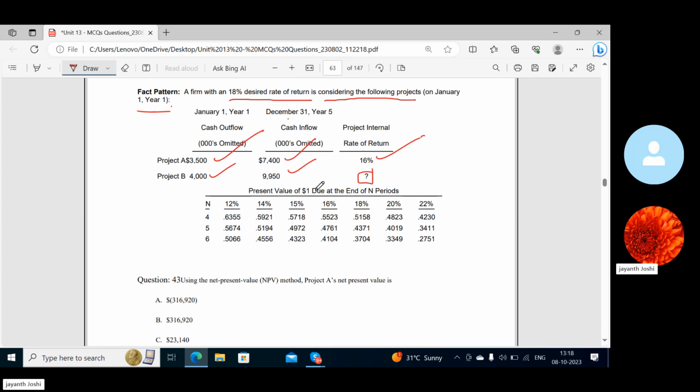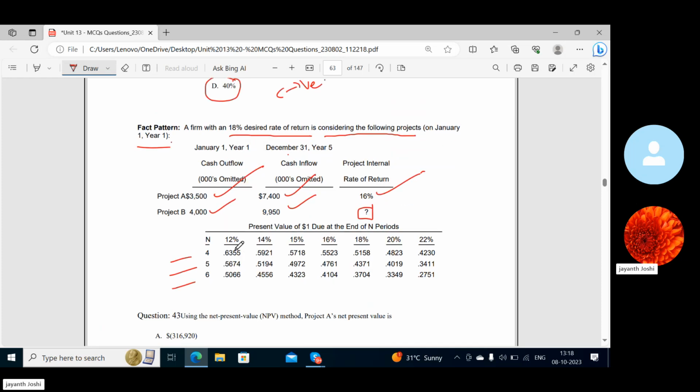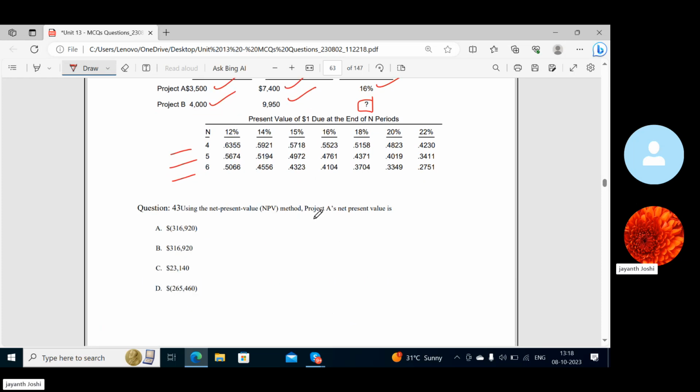So the present value of $1 due at the end of n periods, fourth year, fifth year, sixth year. That means periods like fourth period, fifth period, sixth period. So it's like from year 4 to year 5. They have given all the present value factors. They're asking you, using the NPV method, Project A's NPV is what? So I think you can solve this, right?